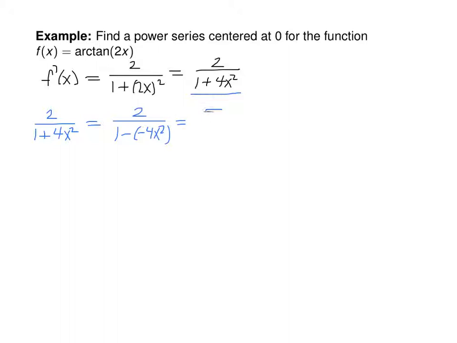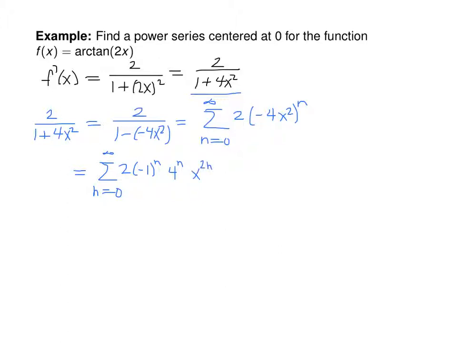So this is equal to a sum from n equals 0 to infinity, 2 multiplied by negative 4x squared to the n, which is the same thing as a sum from n equals 0 to infinity, 2 negative 1 to the n, 4 to the n, and x to the 2n.